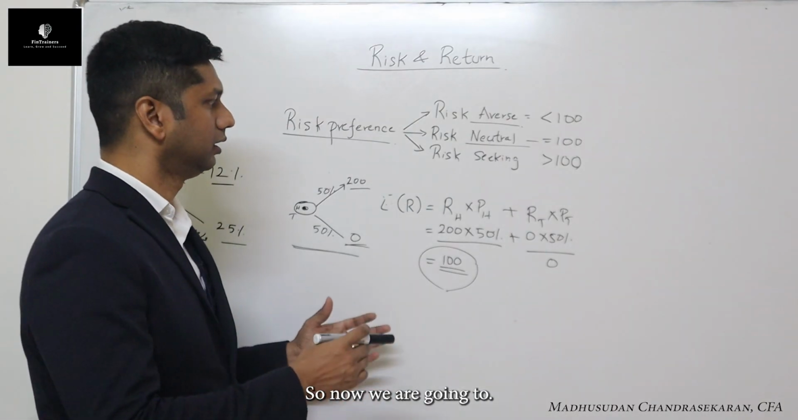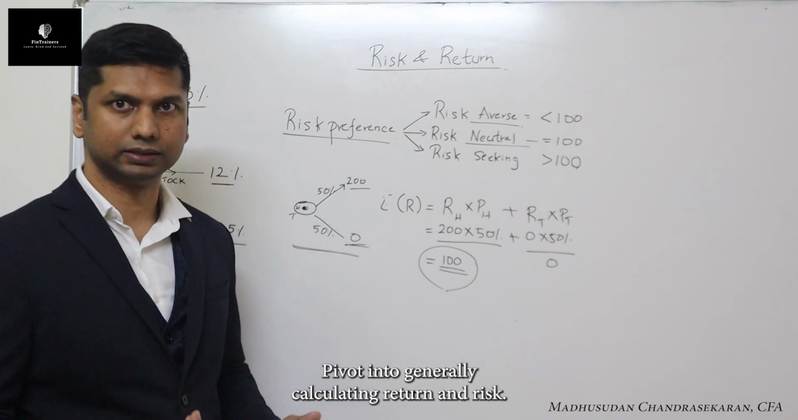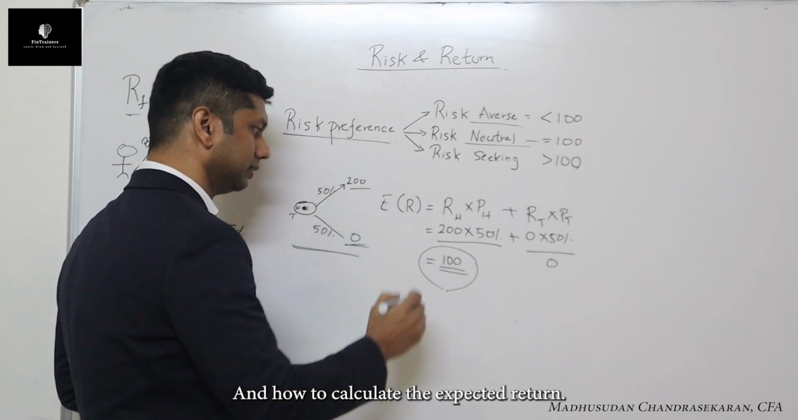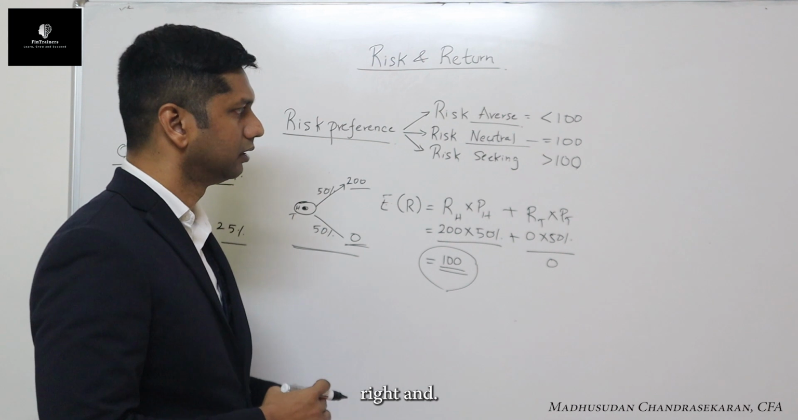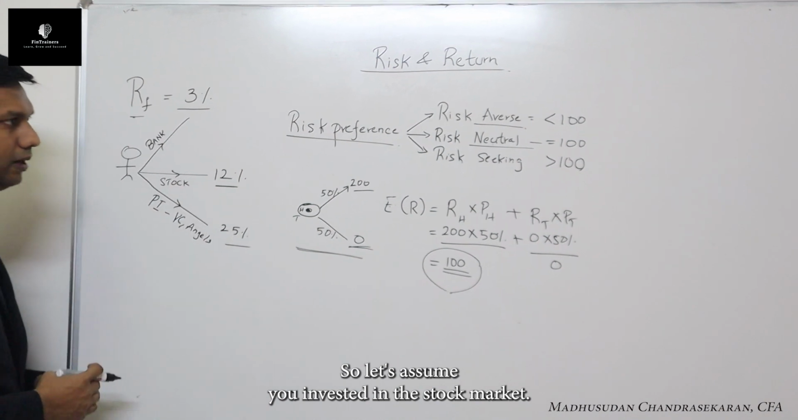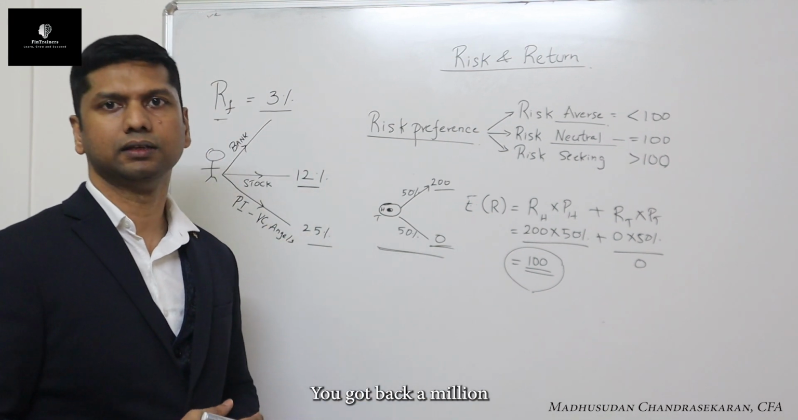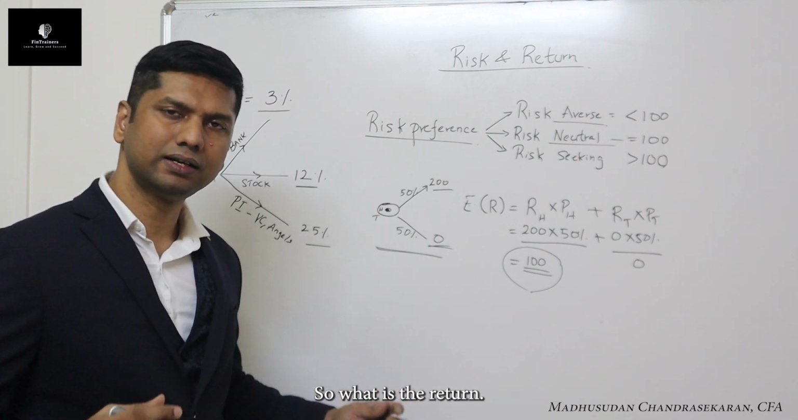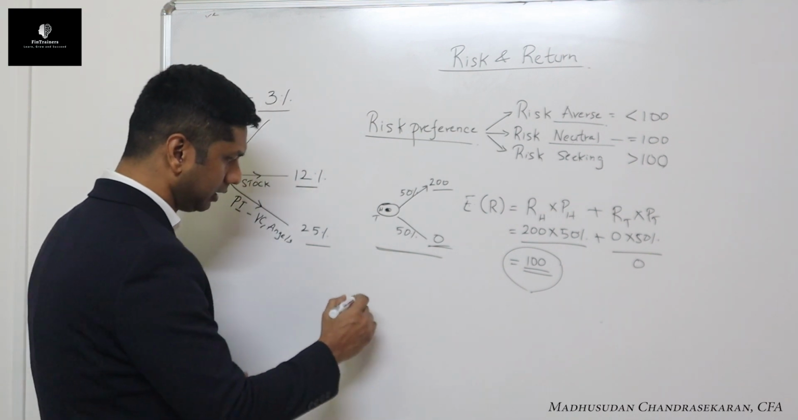Alright, so now we are going to pivot into generally calculating return and risk. So we saw the risk preference and how to calculate the expected return. Now if you have invested that $1 million, right, and after a year, so let's assume you invested in the stock market, and after a year, you got back $1,200,000, 1.2 million, right? So what is the return of your investment? How do you calculate it? It's very simple, right?